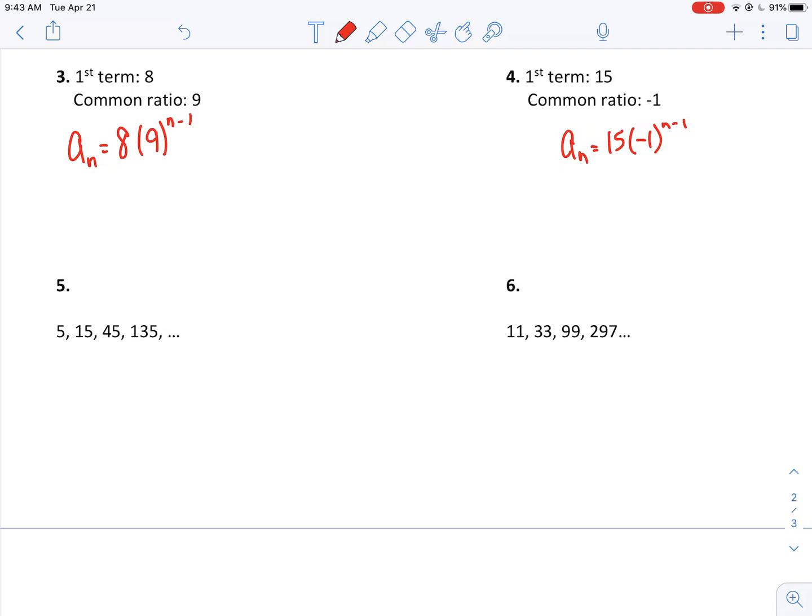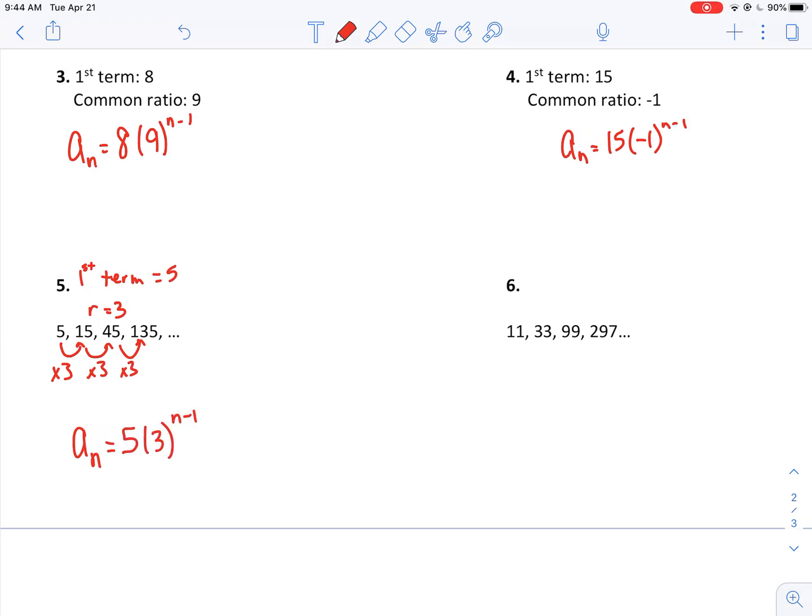And number 4 here, what's my first term? 15, and my common ratio is negative 1 to the n minus 1. So why don't you guys pause the video and try 5 and 6 for me. So you got to determine what is your common ratio. So 5 times what gets me 15? 5 times 3. 15 times 3 gets me 45. Times 3 gets me 135.